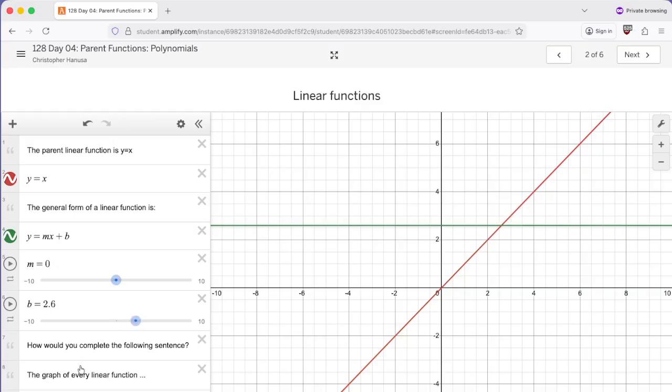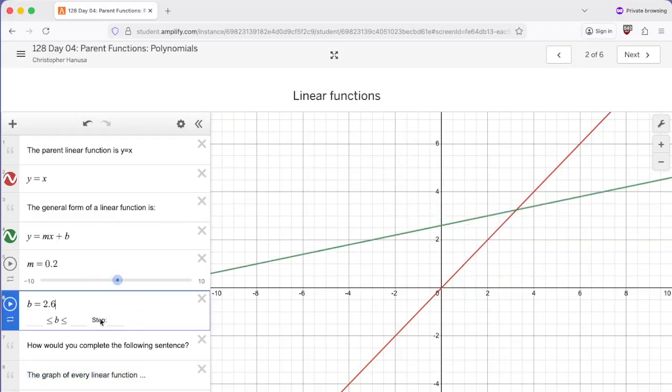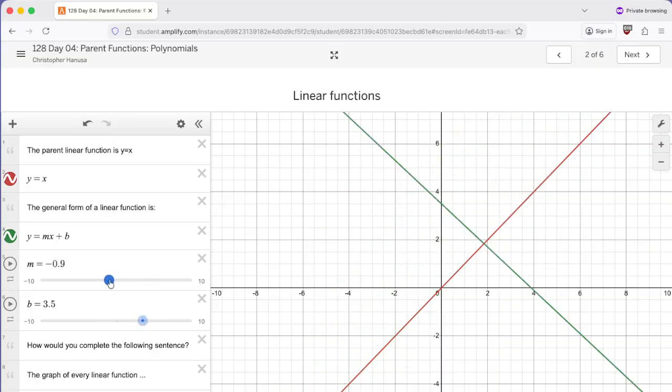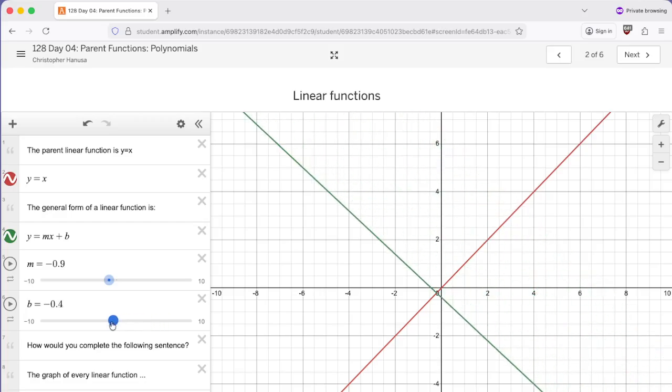Okay, so how would we complete the following sentence? The graph of every linear function is a line. So every linear function gives a line. It has different slopes, different y-intercepts. Okay, let's go on to the next one.